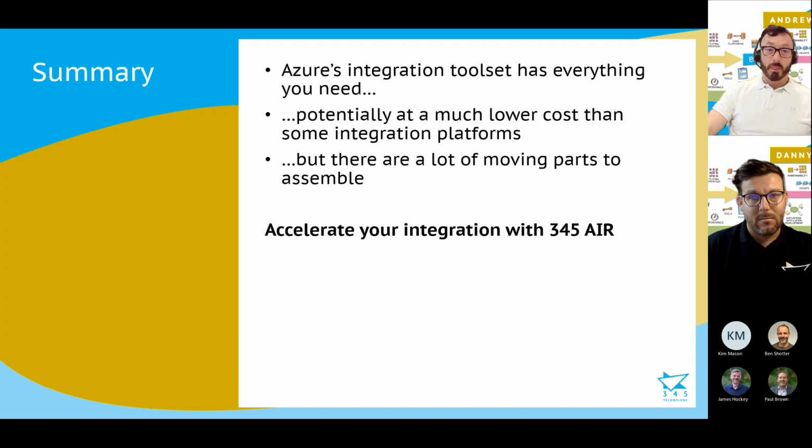Our reference architecture, 345 Air, which accelerates this, is a way that you can take advantage of all this goodness in Azure, but do that at a fraction of the time and accelerate your integration. Right now, this is a code accelerator that we're happy to talk to you about. In the future, this might be going straight from Azure Marketplace, so keep an eye on that. We'll definitely share that information when we have it. So that is pretty much a lightning tour of the technology stack for integration on Azure.